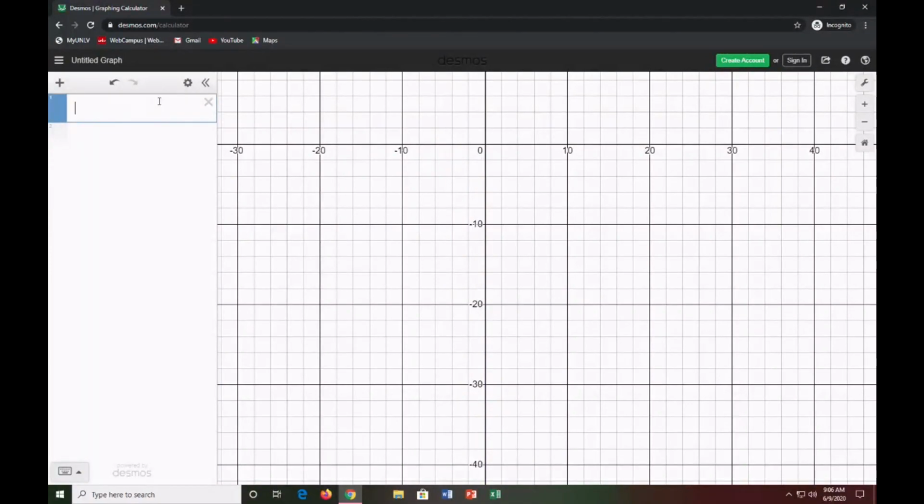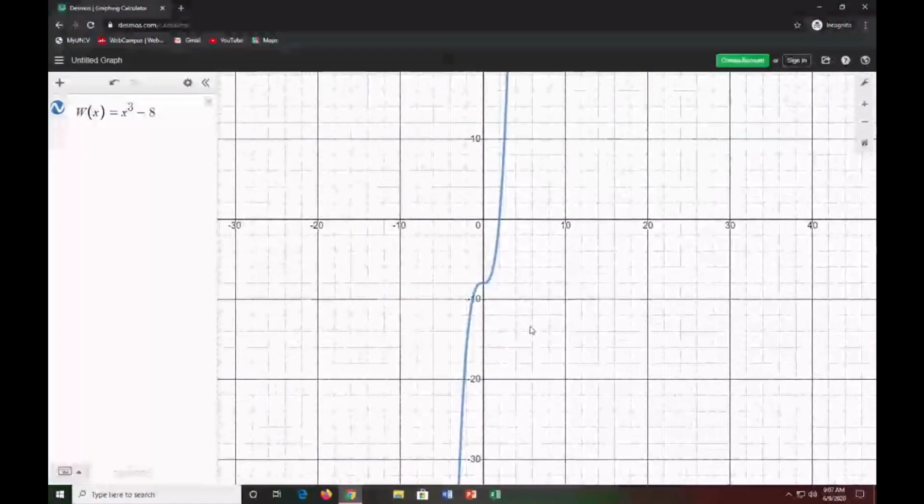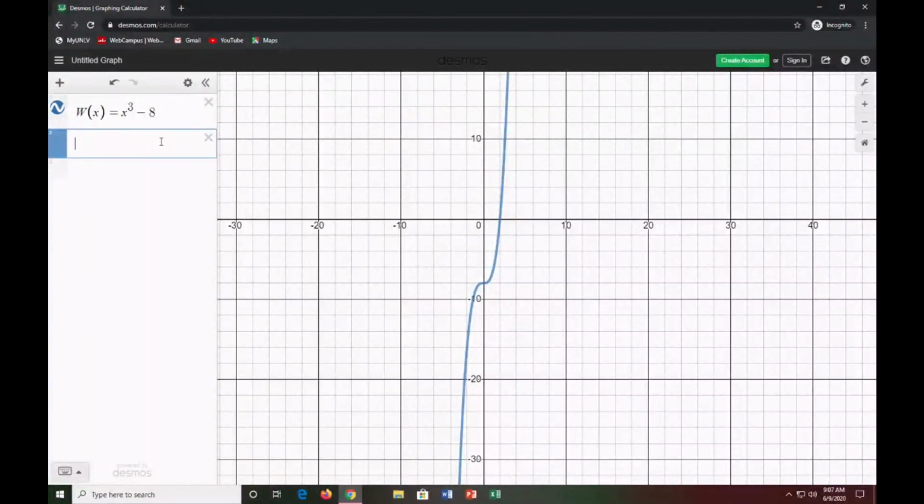So we have, in this case, we had w of x, so I'm going to use that. It makes no difference. You can use w of x or y. And then x cubed minus 8, right? Like that. So let's snap to the x and y intercepts we found. We found that the y-intercept was 0, negative 8, right there, where you have the y-intercept.